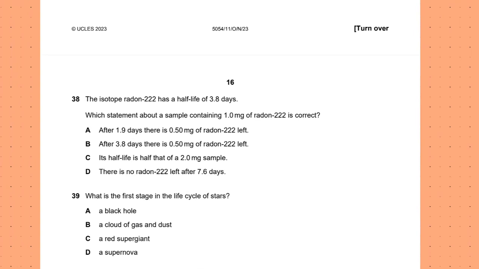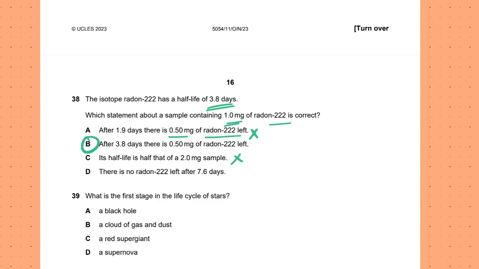38. The isotope radon has a half-life of 3.8 days. Which statement about a sample containing 1 mg of radon 222 is correct? After 1.9 days, there is 0.5 milligrams of radon left. Wrong, right? After 1 half-life, it halves. So after 3.8 days, there would be half of that, which is 0.5 left. So this is true, obviously, right? Because after 1 half-life, the mass of the sample halves.